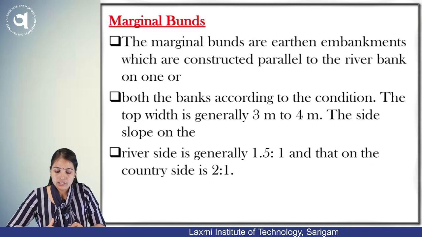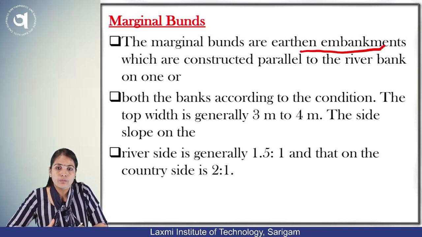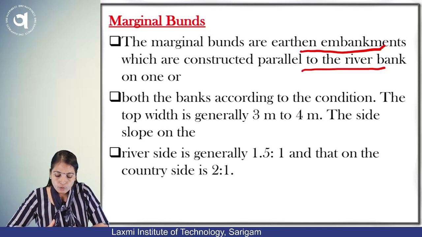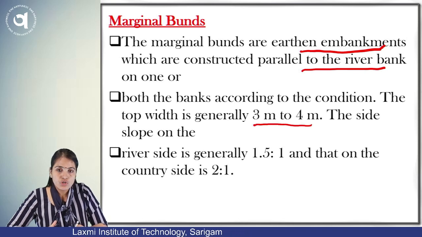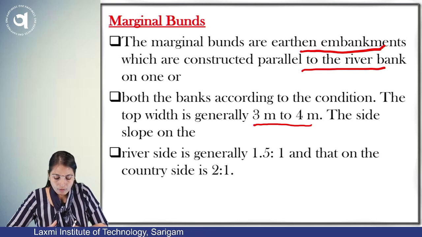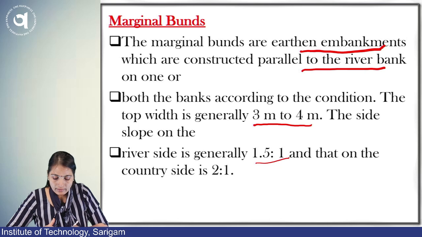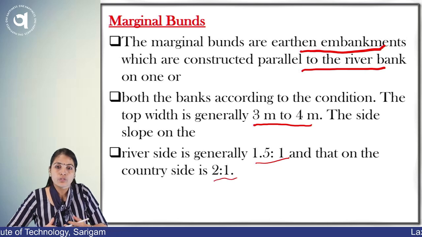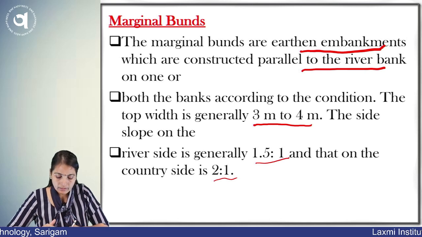Now the second training work is marginal bunds. So these marginal bunds are earthen embankments. Earthen embankment means it is made of soil, constructed parallel to the river banks on one or both banks according to the condition. The top width generally provided is 3 to 4 meters, and the side slope on the river side is generally 1.5 to 1, meaning 1.5 horizontal and 1 vertical, and that of the countryside 2 to 1. Countryside means local side. If a city is provided near the river, the slope should be maintained accordingly.